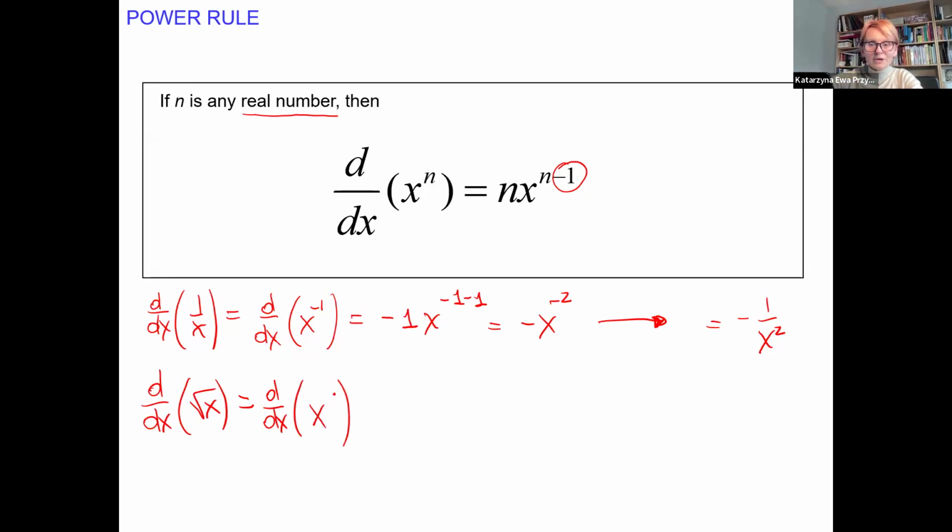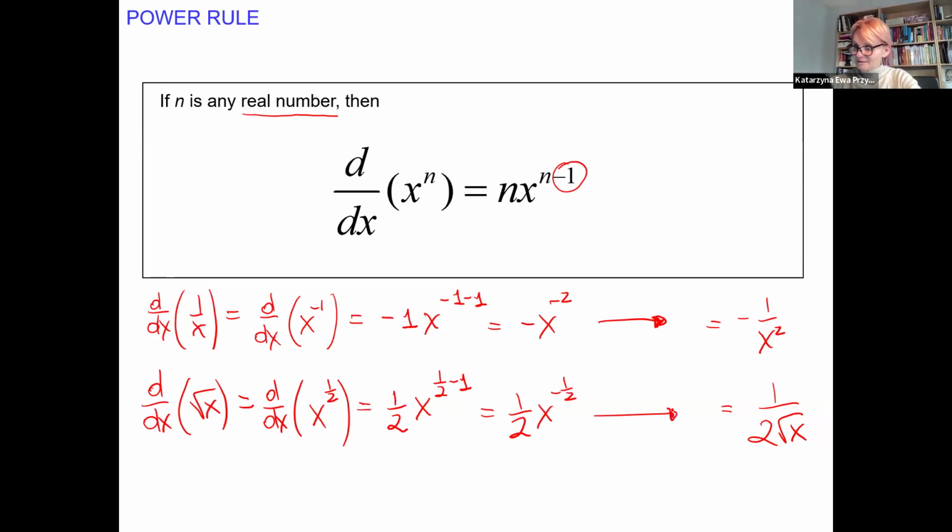X to the power of what number? 1/2. And the answer was 1 over 2 square root of x. Let's apply the power rule. 1/2 x, and we subtract 1 from 1/2, so 1/2 x to the power of negative half. And yes, this is the form without a negative exponent. As soon as you can get the power form of the function, you can apply the power rule.